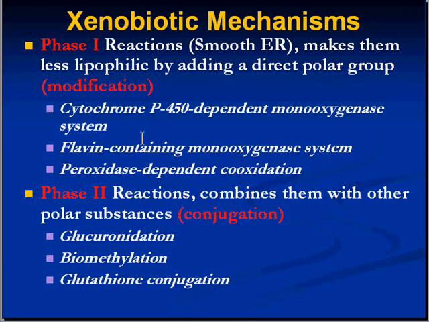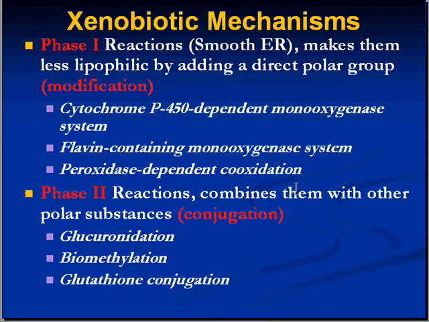So the systems of enzymes in the body which result in phase 1 reactions or modification are the cytochrome-dependent monooxygenases, the flavin-containing monooxygenase system, and the peroxidase co-oxidation systems. These are all systems in which substances are given a polar group to make them more polar or less nonpolar, and therefore less likely to enter the cell.